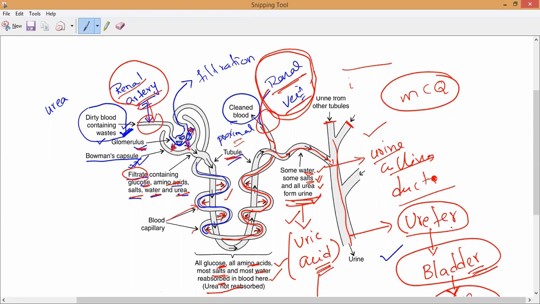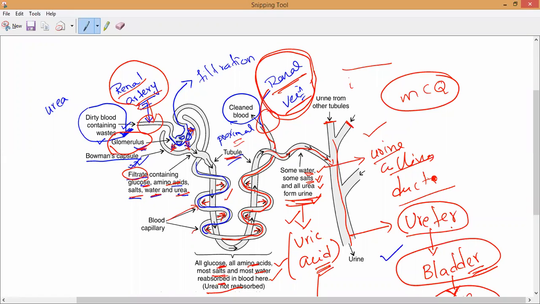What is the filtration unit of the nephron? Actually, the kidney is the filtration unit of the human excretory system. If you go inside the kidney, nephrons are the filtration units of the kidney. If you go inside the nephron, what is the filtration unit? Glomerulus. That depends upon the question.